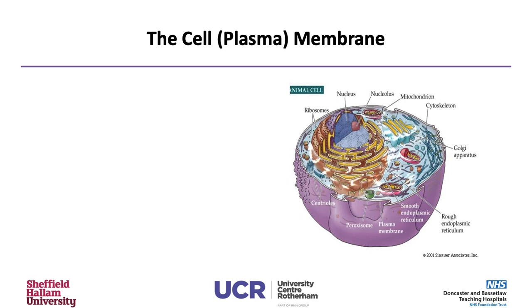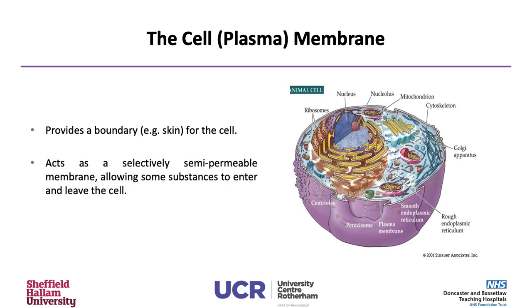The outermost part of a cell is what's called the plasma membrane, and this provides a boundary, or a skin, if you were comparing it to us as a human at an organismal level, for the cell. This plasma membrane is what's called selectively permeable, or even selectively semi-permeable. What that basically means is it allows some substances to enter and some substances to leave. You could compare this to passport control at an airport or a boat port. It only lets certain things in and certain things out.